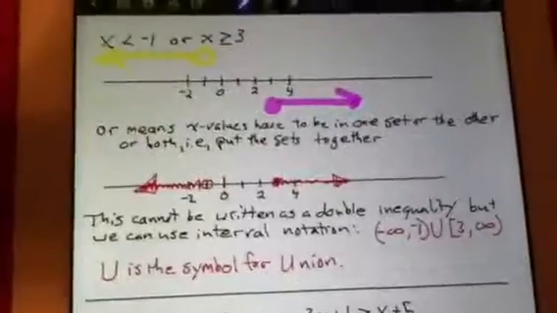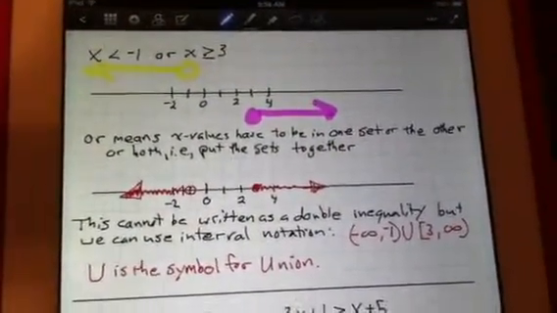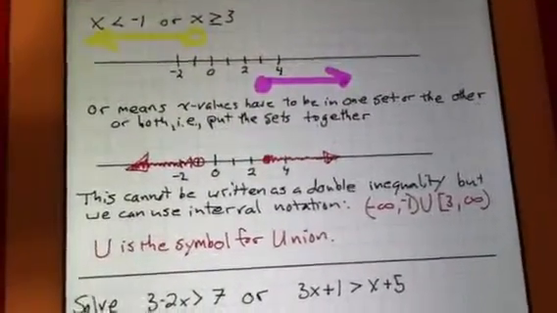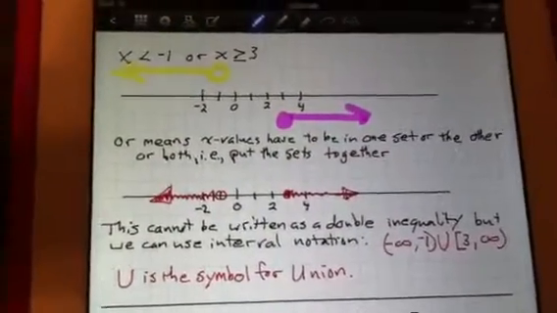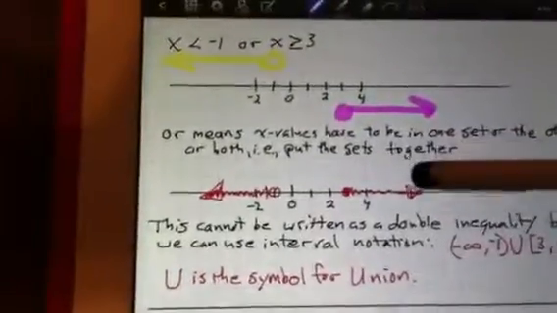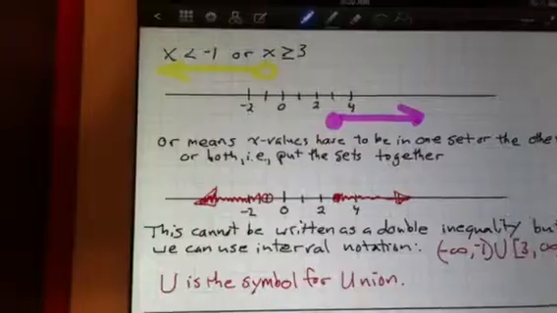So a couple ways to phrase that. "Or" means x values have to be in one set or the other. They could be in both, but not here. Sometimes they can. I.e., that is, put the sets together. So if I just put those sets together, I get this number line right here.